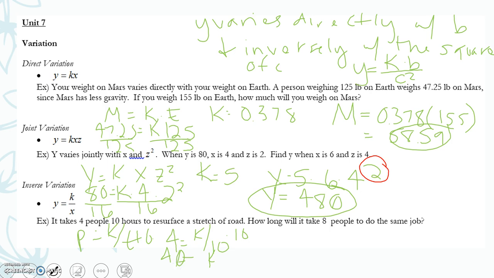Then it says how long, that's a time, would it take 8 people? So 8 goes in for people, my k is 40, and then time I don't know. So how I would go about solving this is I would put the 8 over 1 and then cross multiply. So 40 times 1 is 40, and then 8 times t is 8t. Then I would divide by 8. So t equals 5.